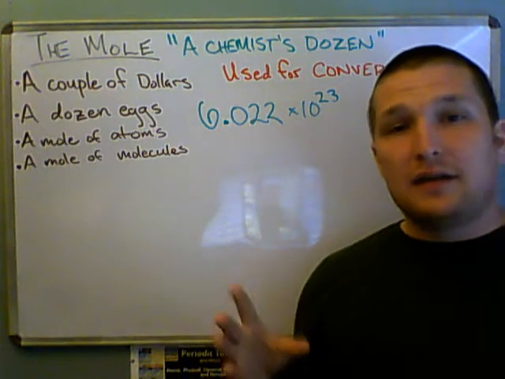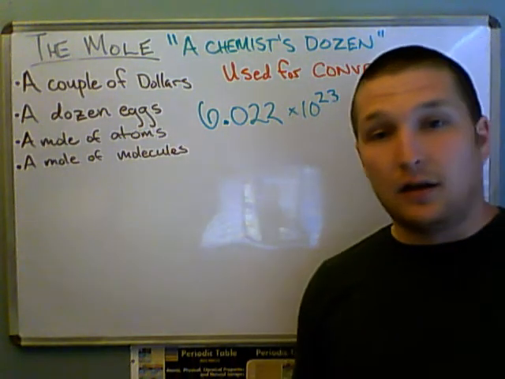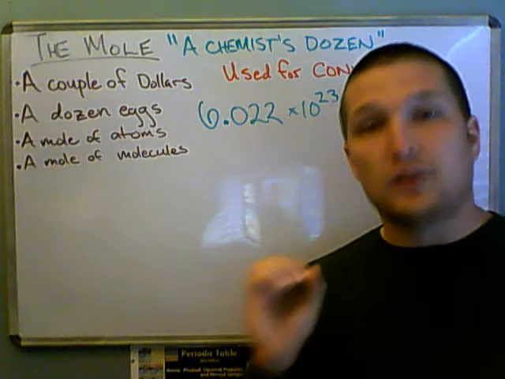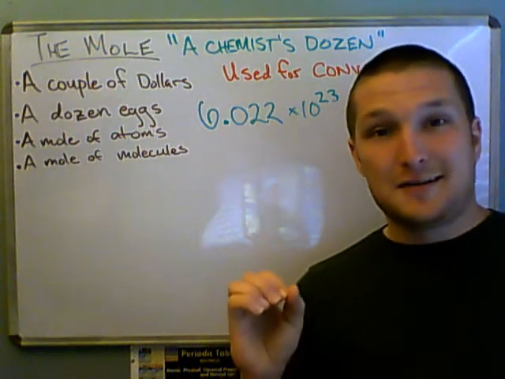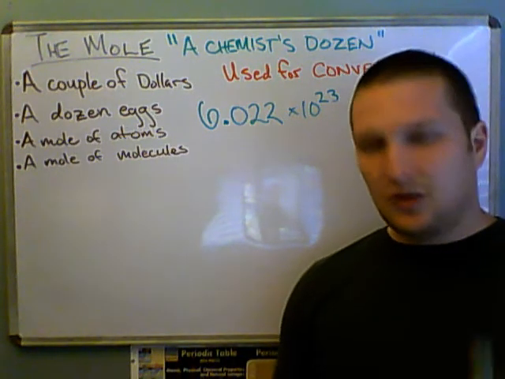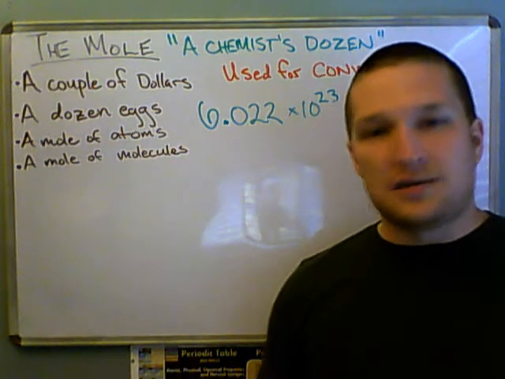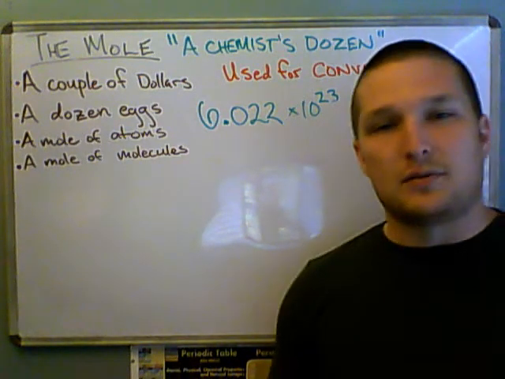Now, why do we care about this obscure number? It's a huge number, right? Well, atoms and molecules are really, really small, right? So it takes a lot of them before we could even begin to measure them. So with that in mind, let's think about what chemistry is and what we do with chemistry.